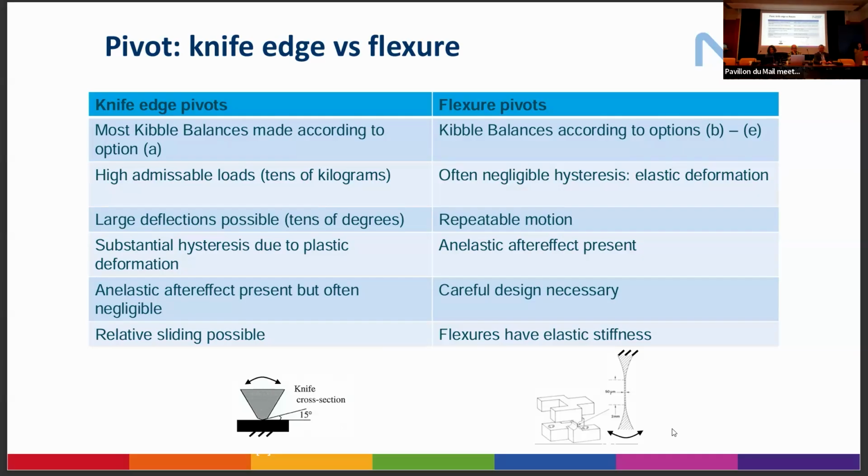The hysteresis in flexure is smaller, but you have another effect, which is anelasticity. If you want to think about it, hysteresis is kind of like a constant offset, but anelasticity is a relaxation effect. The good thing is that we did some studies at NIST, and you can also erase that. So in either case, you can erase those terms.